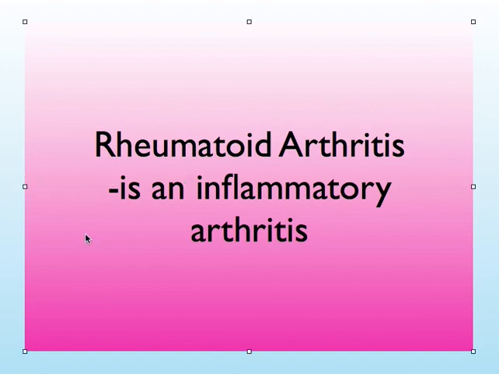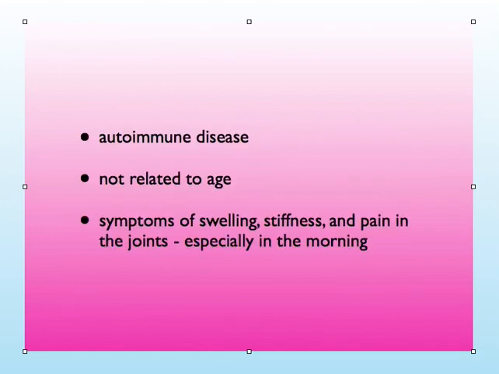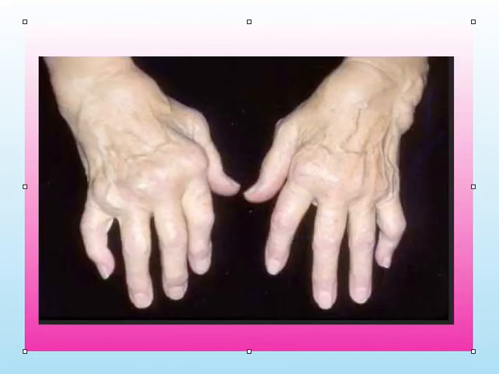This is Dr. Alan Jacobs of the Arthritis Center of Nebraska talking about rheumatoid arthritis. This is the most common of all of the inflammatory forms of arthritis and is much different than osteoarthritis. It is an autoimmune disease that is not related to one's age, so it can occur in a 5-year-old, 15-year-old, 55 or 85-year-old person. It produces symptoms of swelling, stiffness, and pain in the joints, especially in the morning.